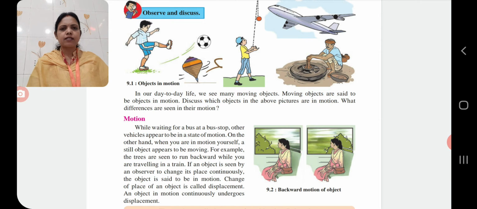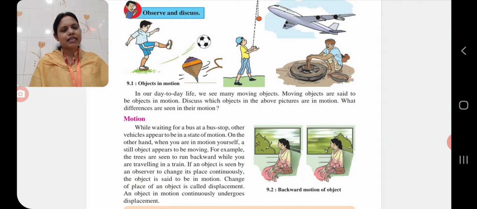Change of place of an object is called displacement. An object in motion continuously undergoes displacement, and all this motion and movement we can see from the diagram. For example, one boy is there in our diagram. In this picture, what is the boy doing? The boy is playing with a football.